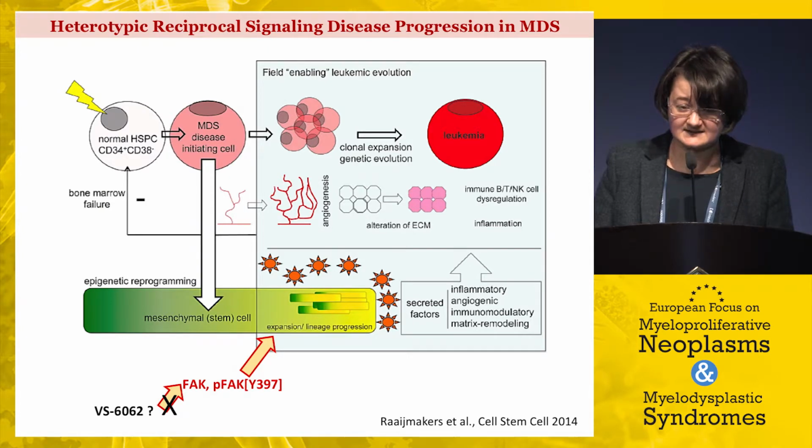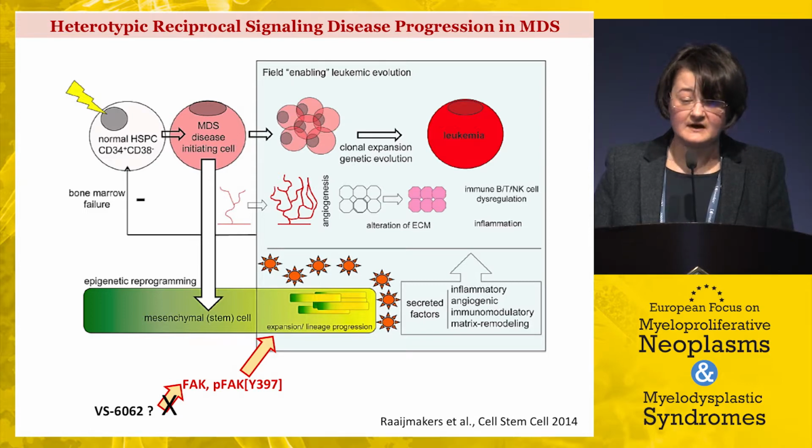So MDS is the best model to explain the heterotypic reciprocal signaling disease, because early epigenetic events which act on normal hematopoietic stem cells induce their modification with initiation of the MDS disease-initiating cell. And these cells have the capacity to reprogram mesenchymal stem cells to proliferate and to inhibit the normal compartment of mesenchymal stromal cells, and to allow development of a mutational field which allows genetic evolution toward acute myeloid leukemia.